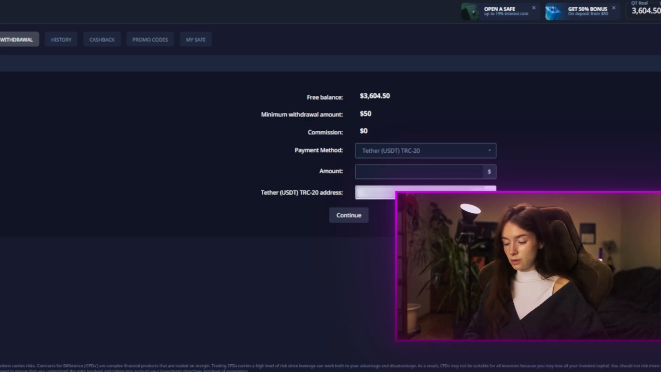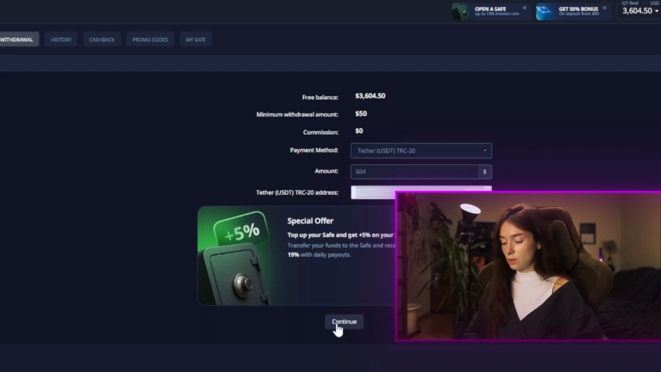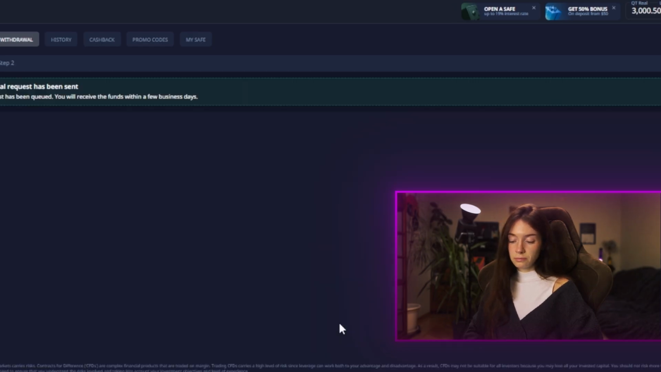So I enter the wallet and the amount. We earned 604 and I withdraw them. I click continue. All the money will be on my account in 20-30 minutes.